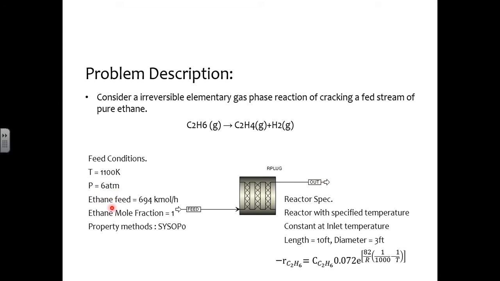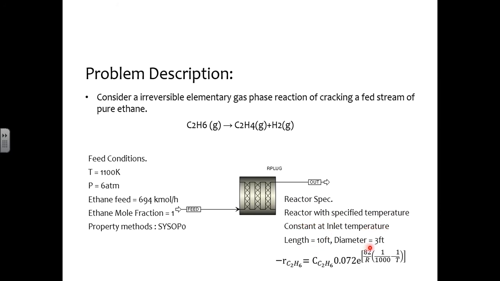Pressure is 6 atm. Ethane feed is 694 kmol per hour. It's a pure ethane, and the property package is the new one, SYSOPO. This is the new property package which can be used for the hydrocarbons as well. So in reactor specification, reactor with specified temperature. I will come back at this point. You haven't seen the interface yet, so you may not be familiar with why this reactor with specified temperature.